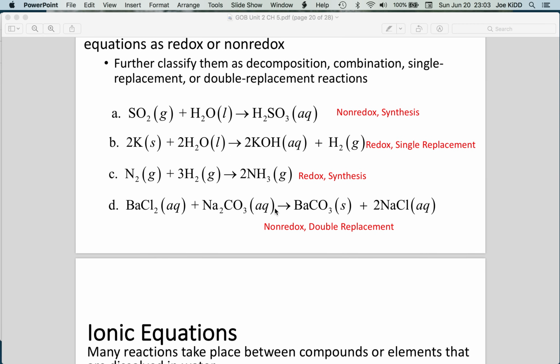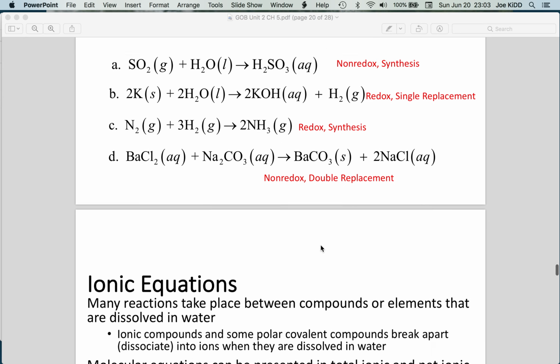So as we go through, we need to start determining which ones of these are redox or non-redox, and whether they're single displacement, double displacement, synthesis, decomposition, so on and so forth. So hopefully these are close to what you got on your try of it.